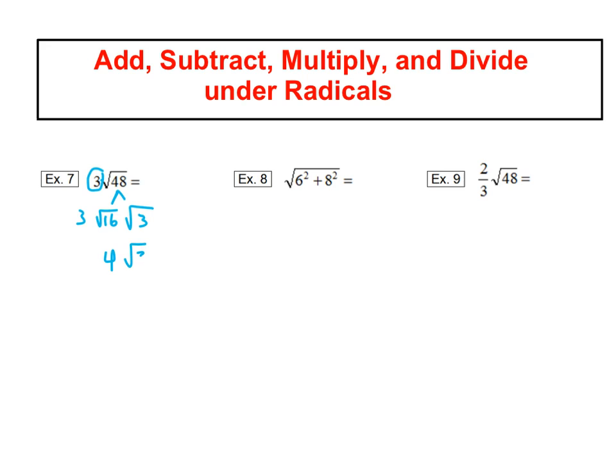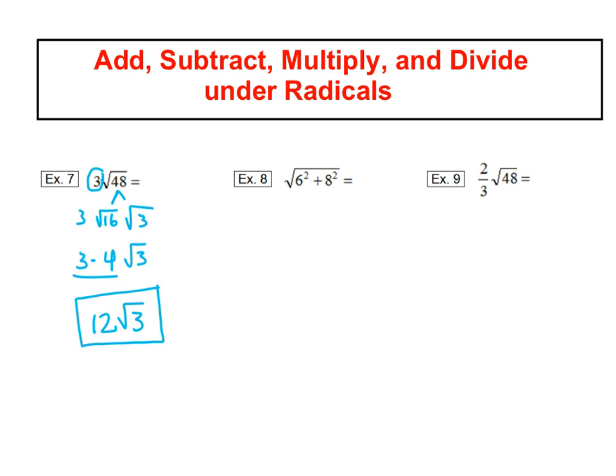And then bring down your square root of 3, and you still have that 3 out front, which is going to come down. And then what happens between the 3 and the 4? Well, that's going to be multiplication. So now that they're both like terms and both out in front of the radical, we can multiply 3 times 4 and get 12 times the square root of 3. And that's our simplified answer.